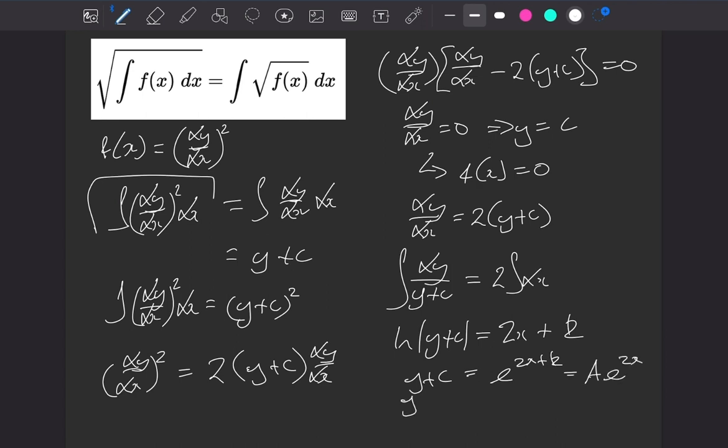So y is going to be equal to a e to the 2x minus c, and now we want to differentiate that thing. So dy/dx is going to be equal to 2a e to the 2x. And now what we want to do, we want f of x, so we'll square that. So f of x is going to be equal to 4a squared e to the 4x.